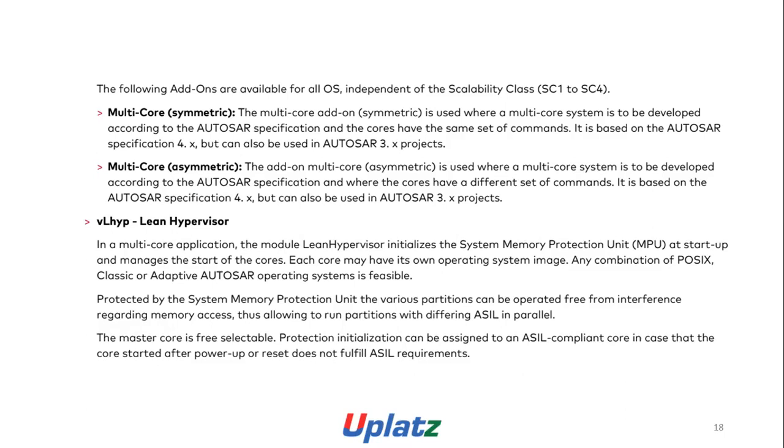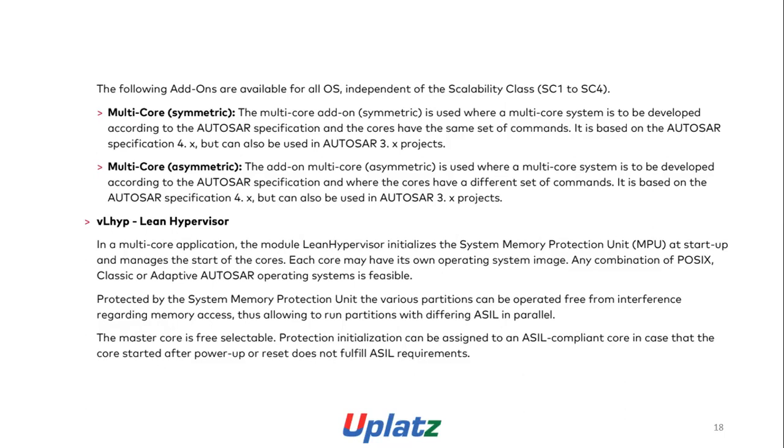BLH, lean hypervisor. In the multi-core application, the lean hypervisor module initializes the system and protection unit at startup and manages the start of the cores. Each core may have its own operating system image. Any combination of POSIX, classic or adaptive AUTOSAR operating systems is possible, protected by the system memory protection unit. The various partitions can be operated free from interference regarding memory access, thus allowing partitions with different ASIL to run in parallel. The master core is project selectable.